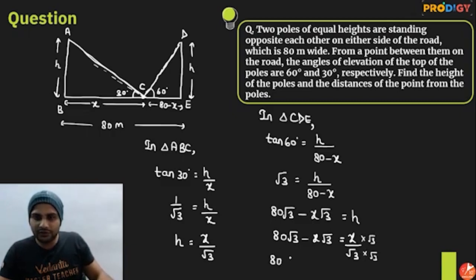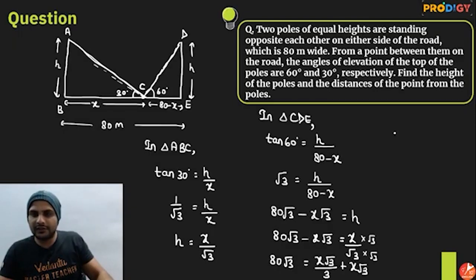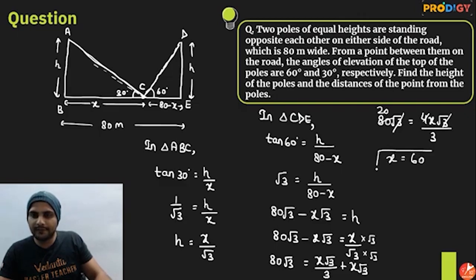So you have 80 root 3 is equal to x root 3 upon 3, and this minus x root 3 will become plus x root 3. Take LCM, you'll be getting 80 root 3 is equal to 3x root 3 plus x root 3, which is 4x root 3 upon 3. Root 3 and root 3 got cancelled. Shift 3 over there. 4 ones are 4, 20 times. You'll get x is equal to 60.